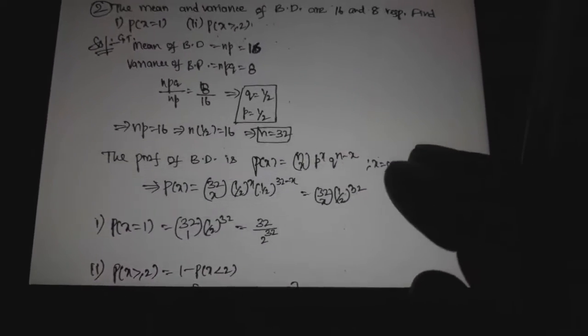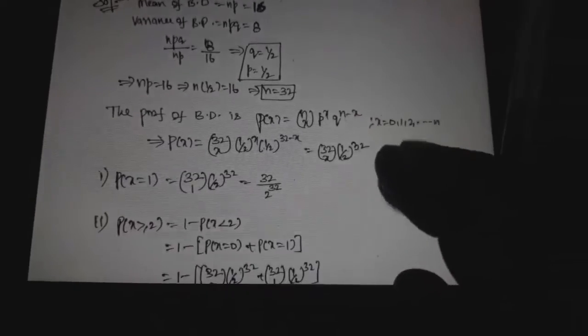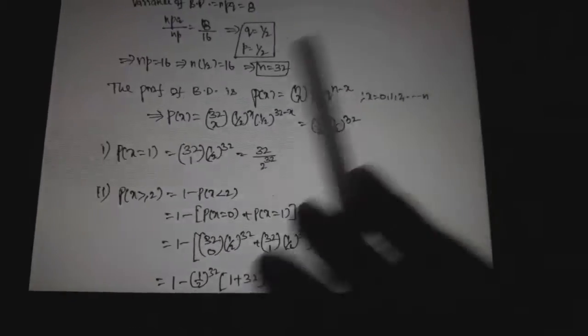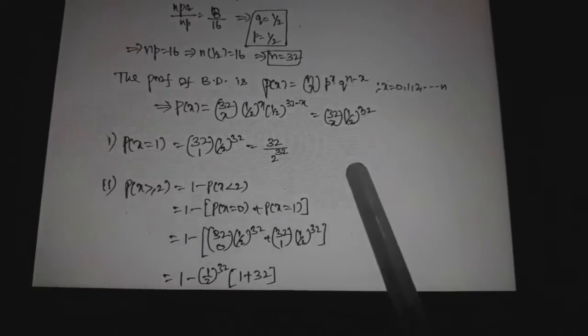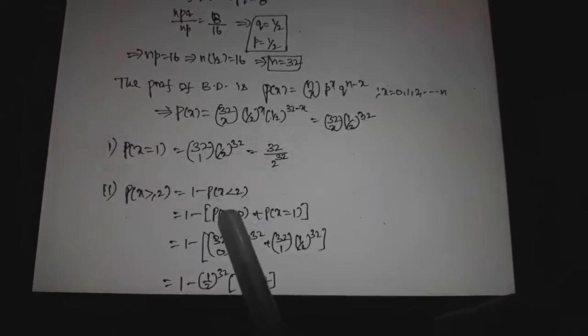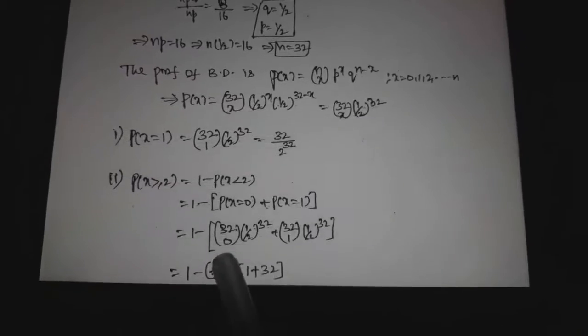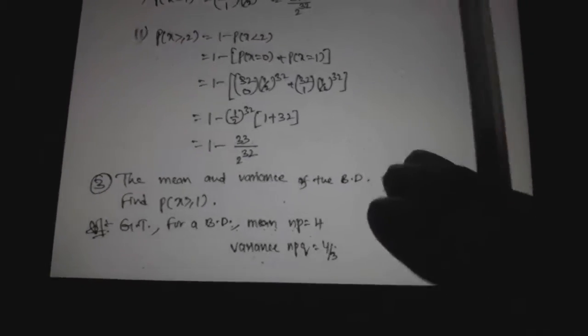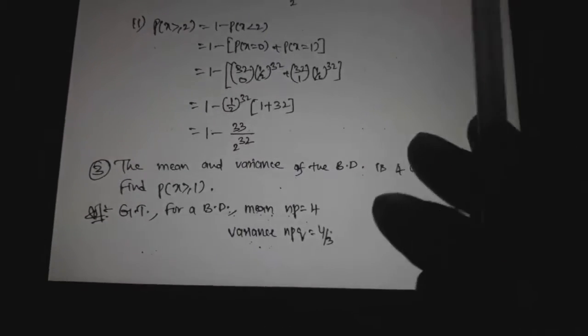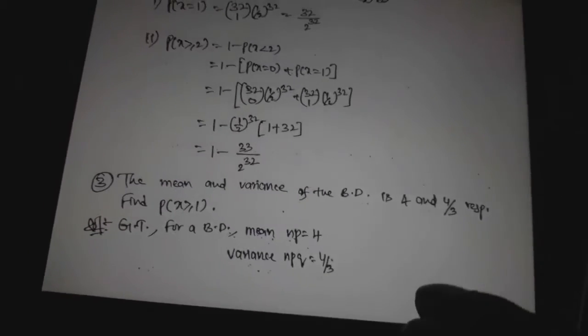P(X ≥ 2) means 2 plus 3 plus so on up to 32, which is somewhat difficult to consider. That's why I go through another way here: 1 minus P(X < 2). Less than 2 means P(X = 0) plus P(X = 1). So 1 minus that; substitute and simplify, and it gives some value. There is no further simplification, you can do minimal simplification.